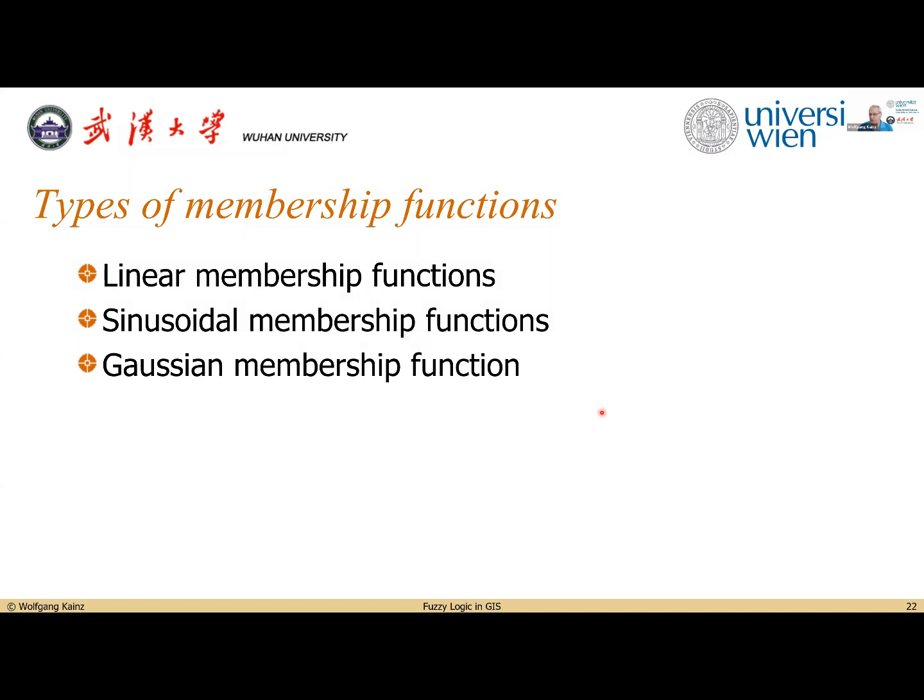Now let's look at different membership functions. First, I will introduce to you linear membership functions. This is the simplest way of defining membership functions. Then we will look at other possibilities like sinusoidal membership functions using trigonometric functions or Gaussian membership functions. They are called Gaussian functions because they resemble a bell shape as you know from probability theory.